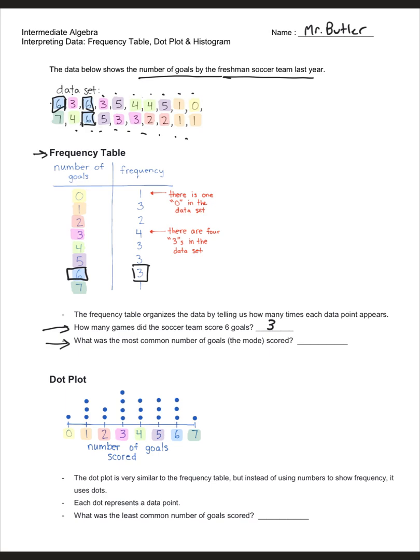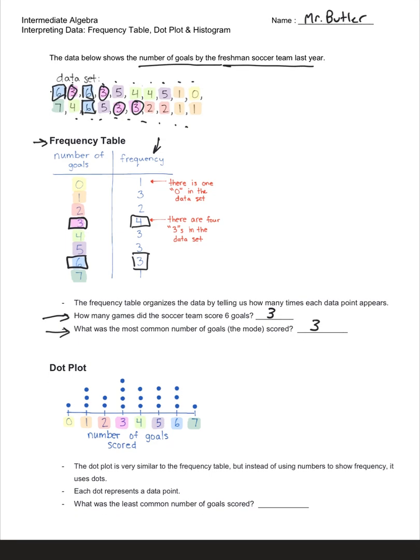And what was the most common number of goals scored? That would be what has the highest frequency. So we're thinking the largest number in this frequency list is 4. So in 4 different games, they scored 3 goals. So the most common number of goals scored was 3, and that was scored 4 times, and we can double check that up there. 3, 3, 3, 3. Pretty good. A lot of games with 4 goals. Good work, freshman soccer team. So that's it for the frequency table: how many times each thing appears.